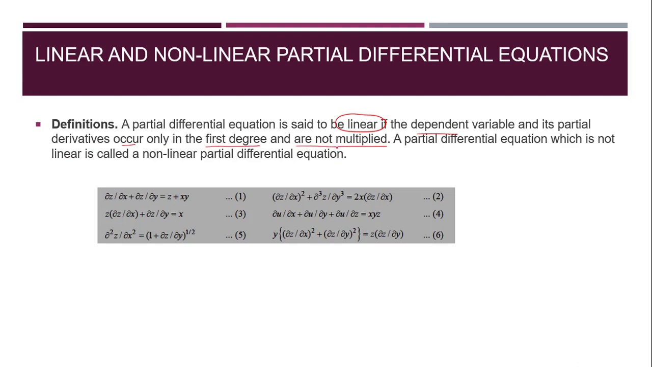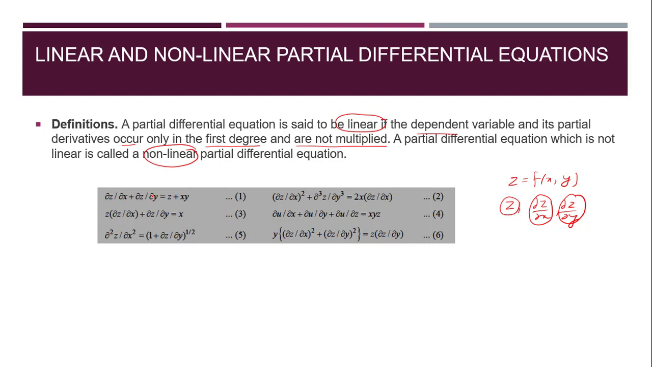We are talking about z as a function of x, y. So the dependent variable is z, we have one dependent variable, and the partial derivatives are del z by del x and del z by del y. So if these three things are not multiplied together and they are of first degree, meaning they must appear with the power of 1, then it is said to be linear. And if it is not linear, then we have another category and we are calling it non-linear partial differential equation. Let's see the first one.